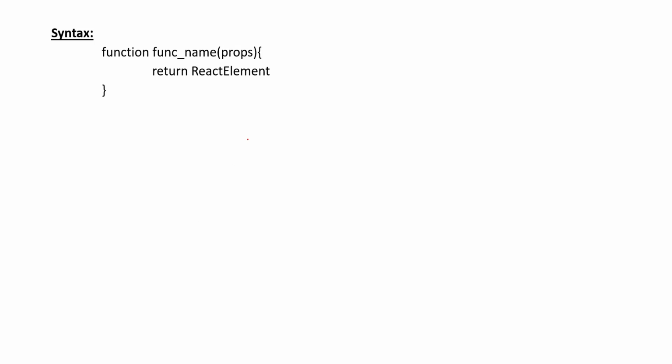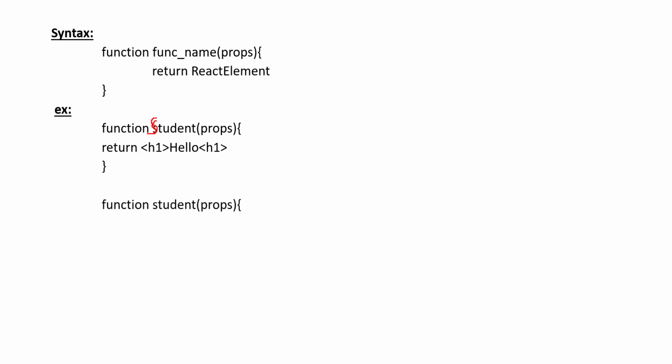If you want to give any attributes in the render method, then we'll use props here. All things are the same. For example, function Student(props). Here the 'S' must be capital. Then return h1, then hello. This is the syntax. Then function Student is the same. I have written it two times here.